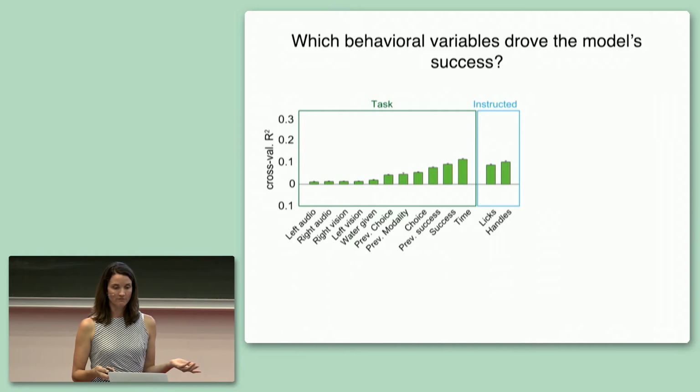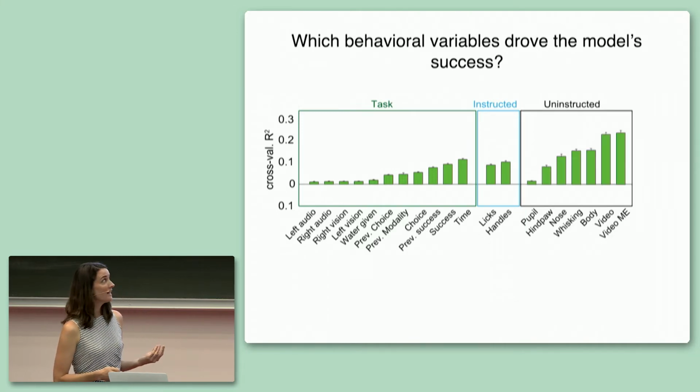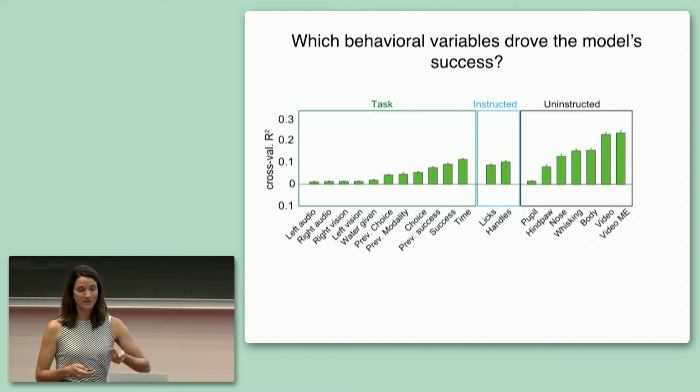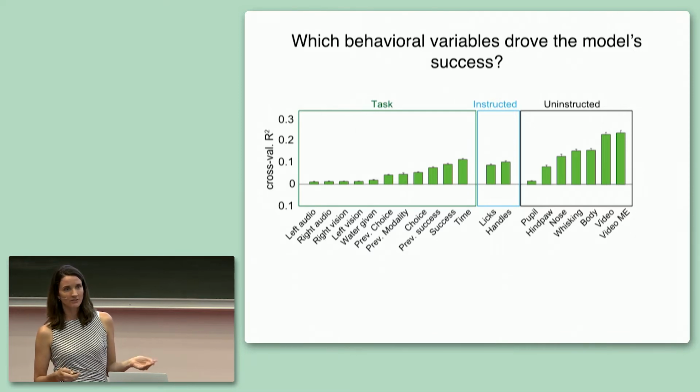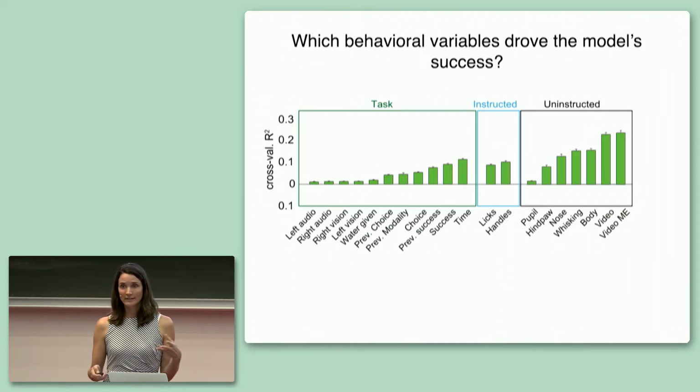These turned out to capture a fair bit of variance, so it's a good thing people were thinking about them for so many years. But the surprise was, when we looked at the uninstructed movements, they were by far the most important. They totally crushed the other variables, outpacing them really at every moment in time all across the brain.